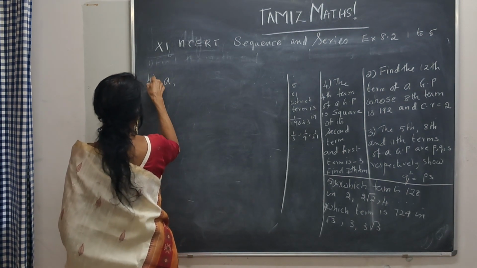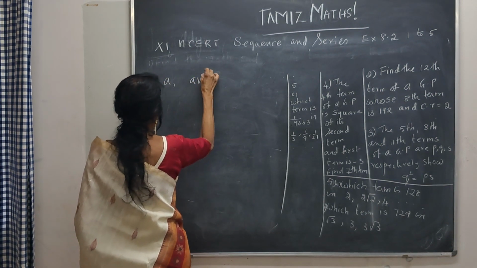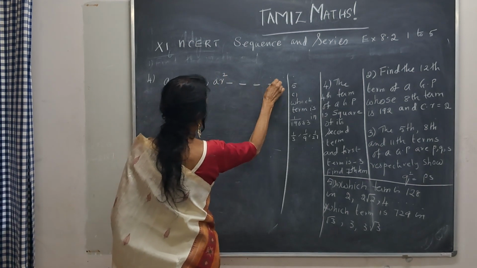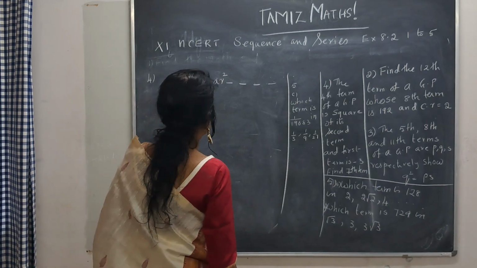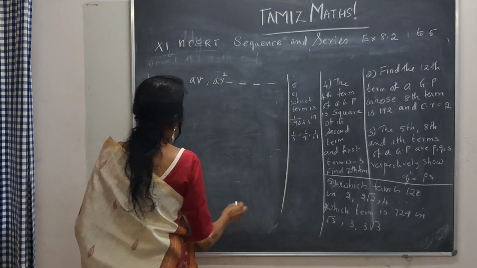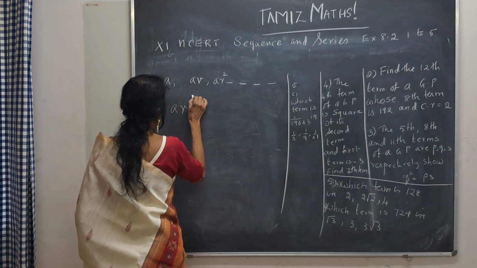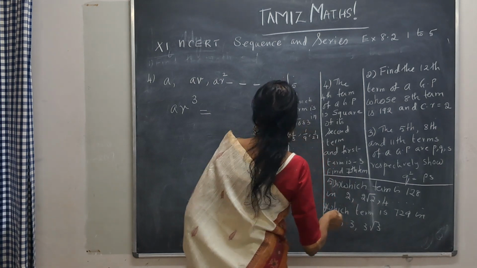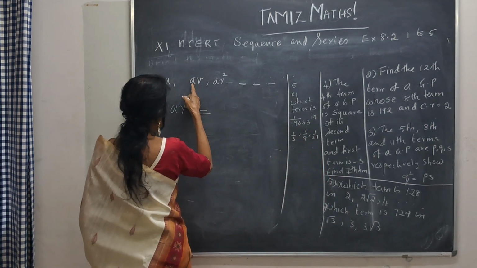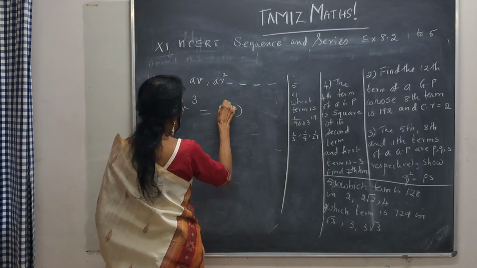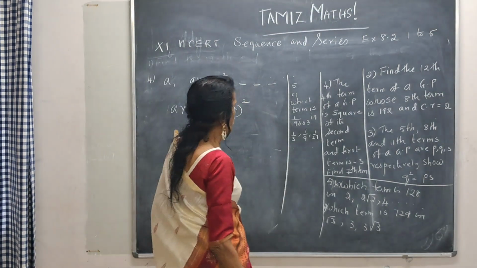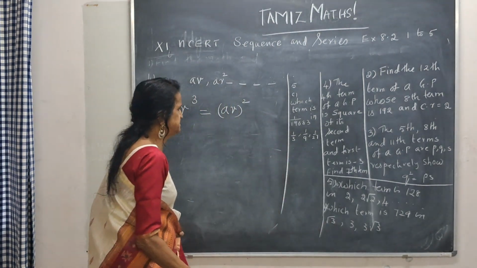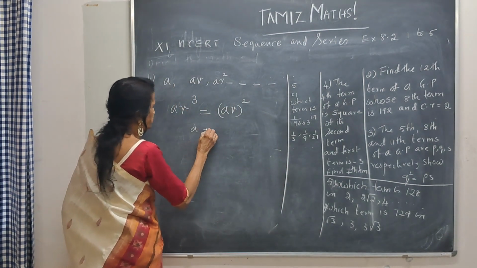Fourth question. The fourth term will be ar cube, is equal to square of its second term. What is the second term? ar whole square. The fourth term is square of its second term and the first term is minus 3. So a is minus 3.